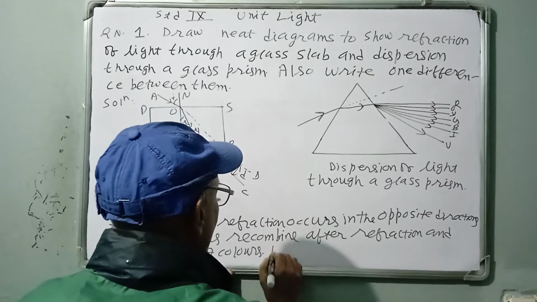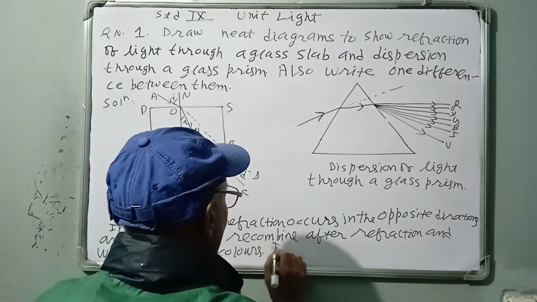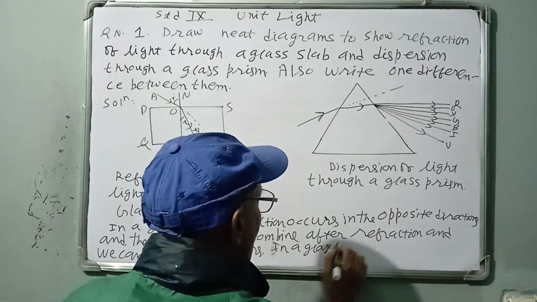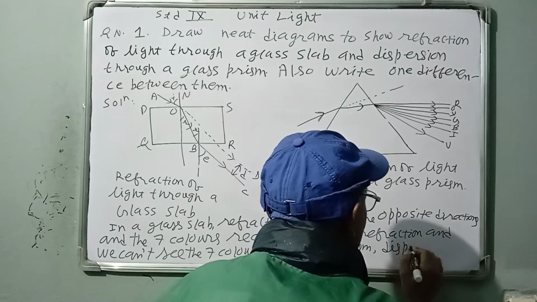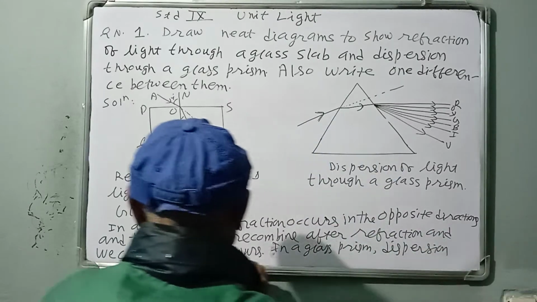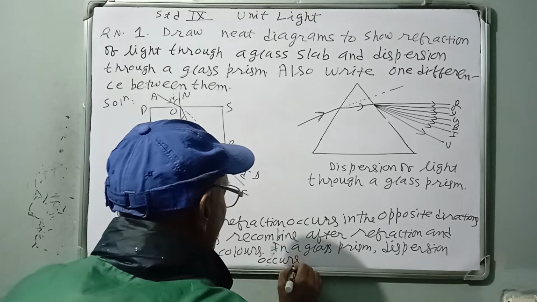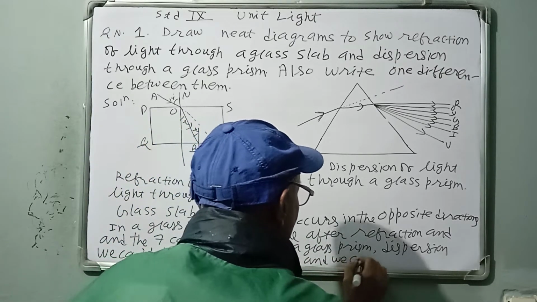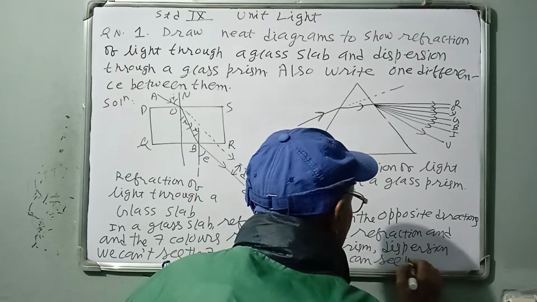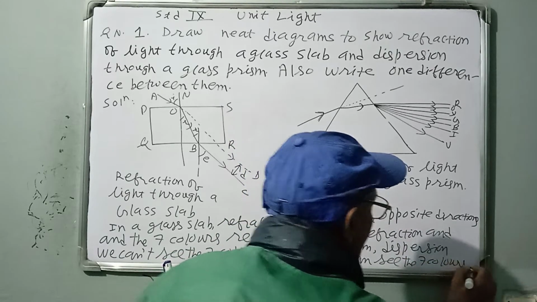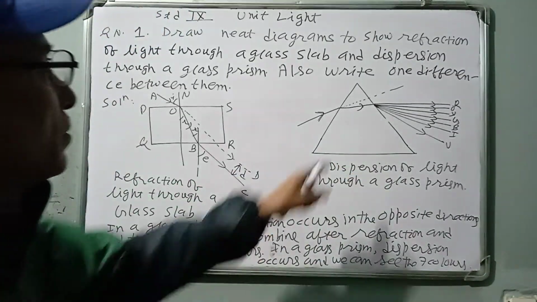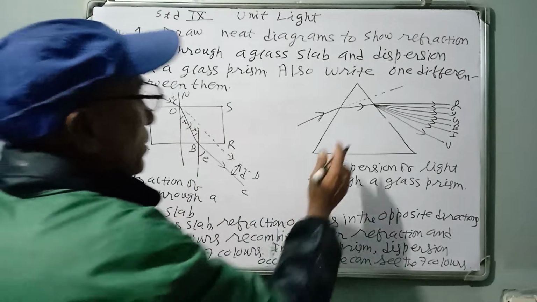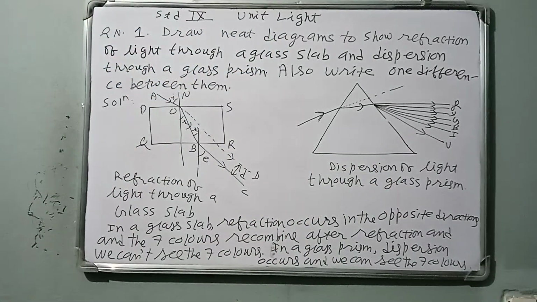But here in a glass prism, dispersion occurs and we can see the seven colors. We cannot see the seven colors, we can see the seven colors. This is a glass slab, this is a glass prism. That is the main difference between glass slab and glass prism.